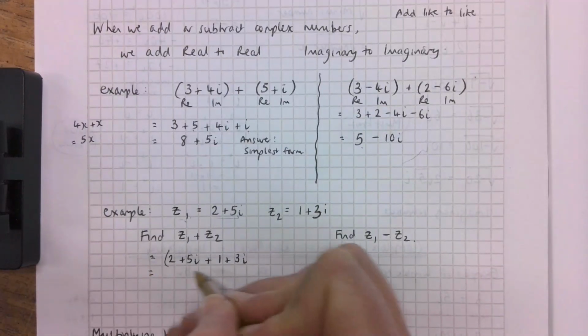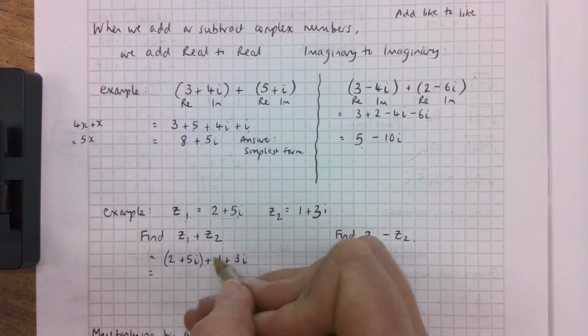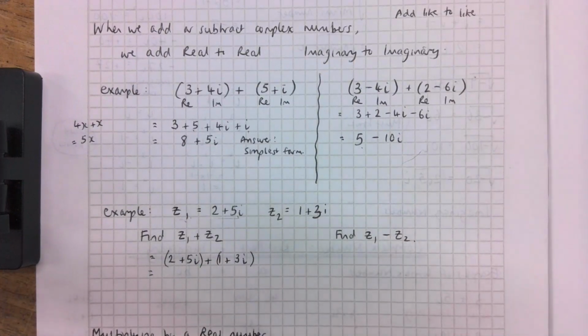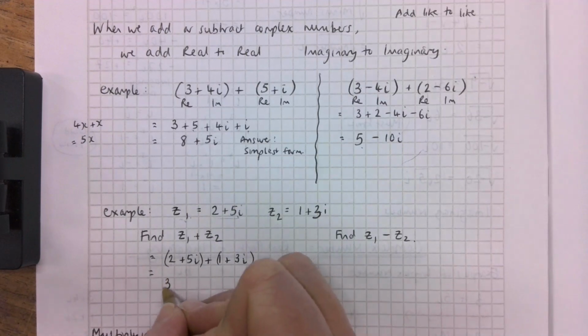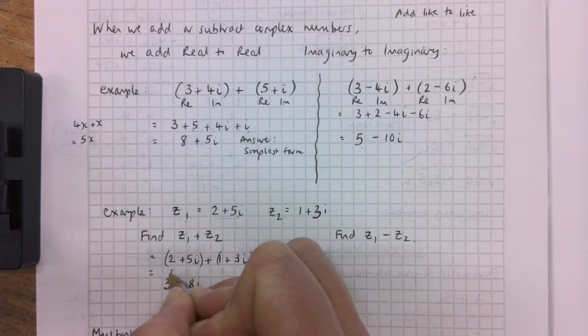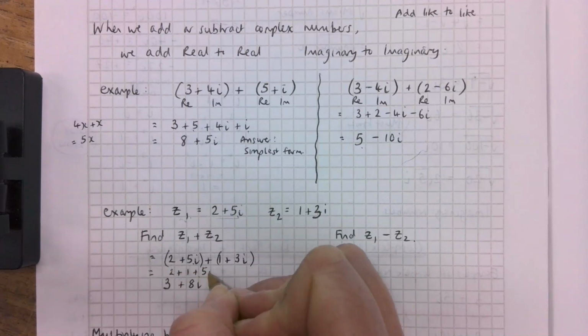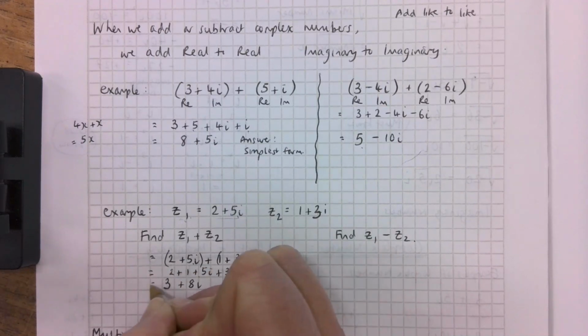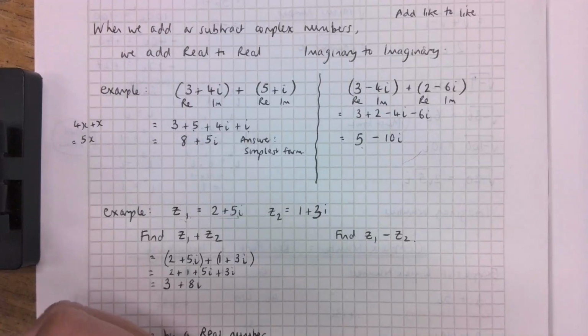Now some people like to put it in brackets, just because if we have minuses it makes it easier. But whatever you like. 2 plus 1 is 3. 5i plus 3i is 8i. Or if you wanted, you could write it as 2 plus 1 plus 5i plus 3i, which equals 3 plus 8i. Okay, how about this one?